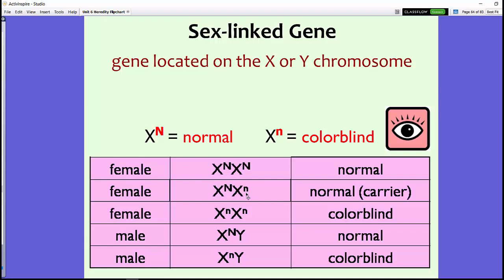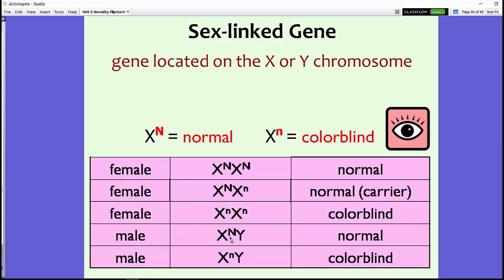Now a female can also be a carrier. They're typically normal, so they see color as normal, but that means they might be a carrier. So notice that we have an uppercase N, which is the normal, but we have a lowercase n as well. That means they are a carrier of color blindness. We also have the possibility to see females that are actually colorblind, and that's because they have two little n's, so they actually show the recessive trait to be colorblind. Now, this can only happen if the female has two lowercase n's.